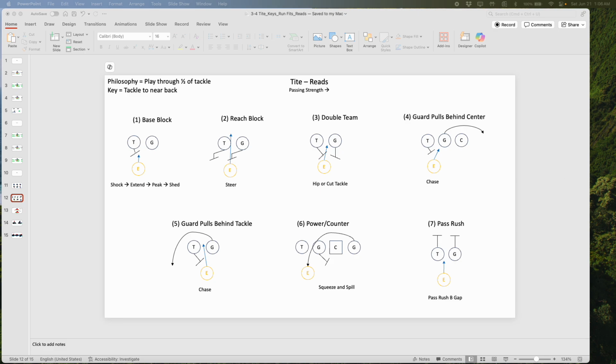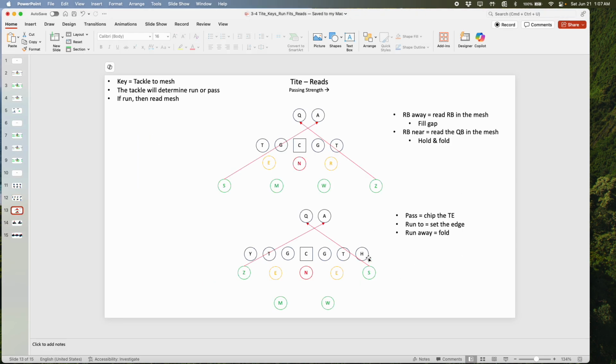So what we mean here when we say that we want to set the edge, it means that we do not want to let anyone get outside. So if I'm the Sam, I'm going to engage this H with my left hand, with my left arm, get extension, keep my right arm free, and I do not allow anyone with the ball to run outside. Same thing with the Zeke. The Zeke, you are going to get extension with your right hand on this Y, and you are just going to squeeze this down, and you are not going to allow anyone to get outside.